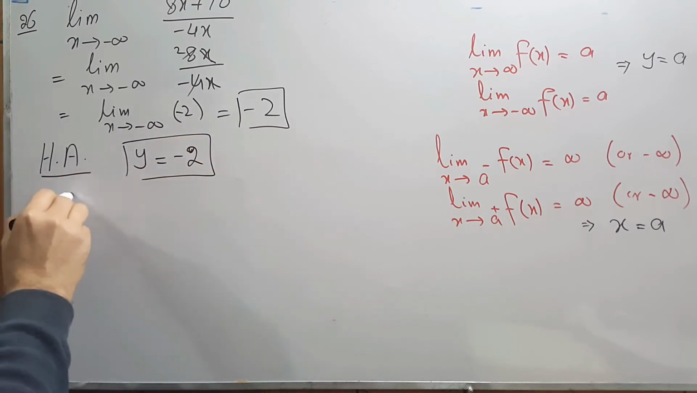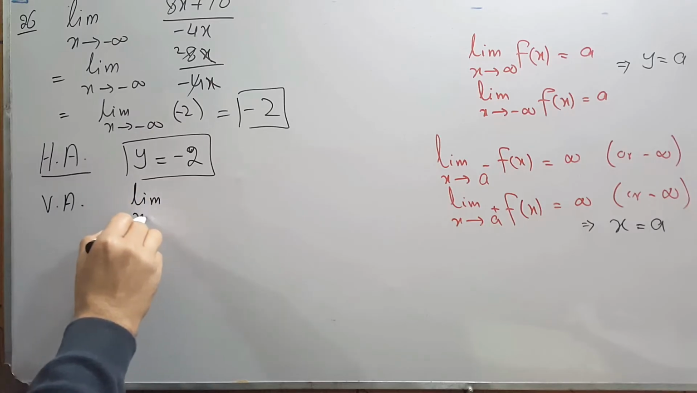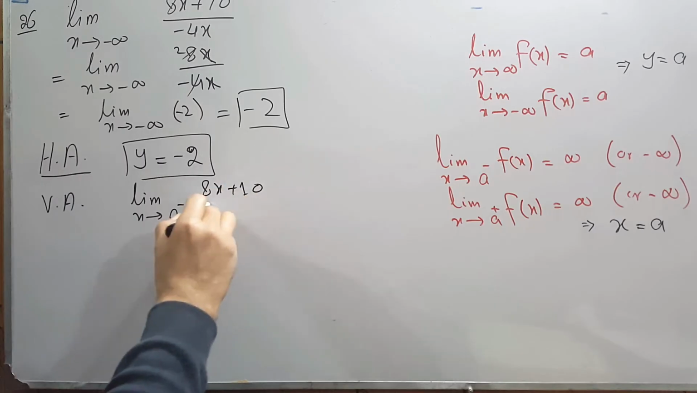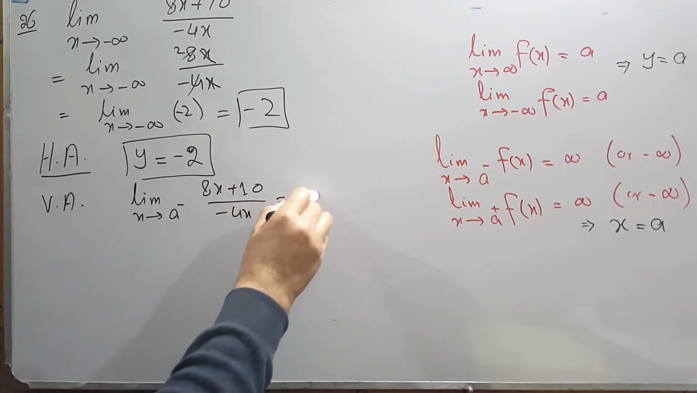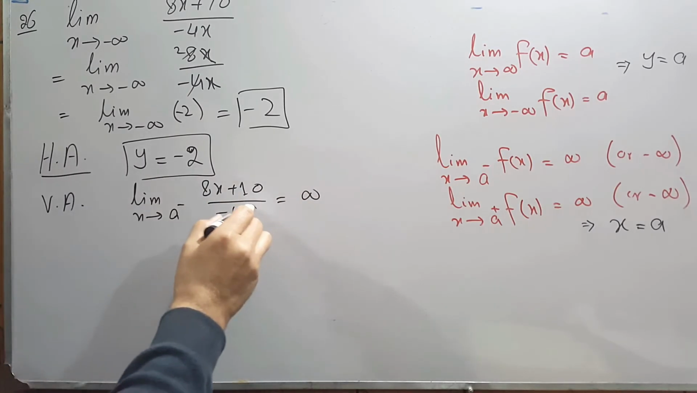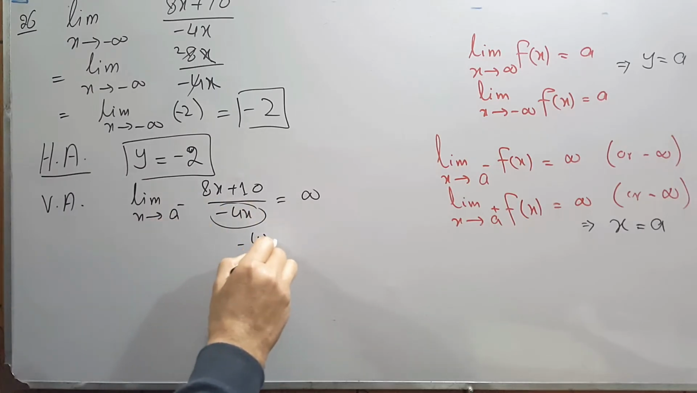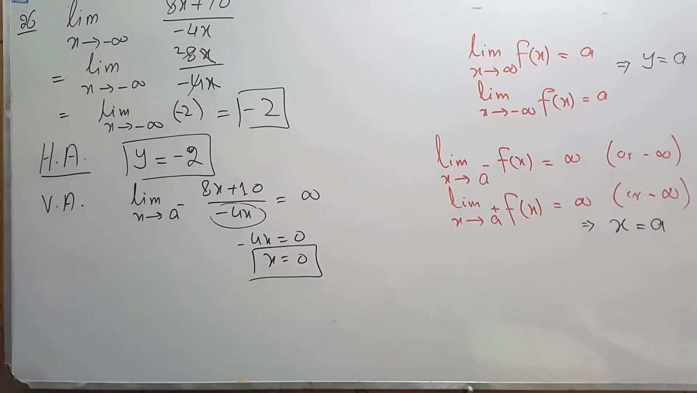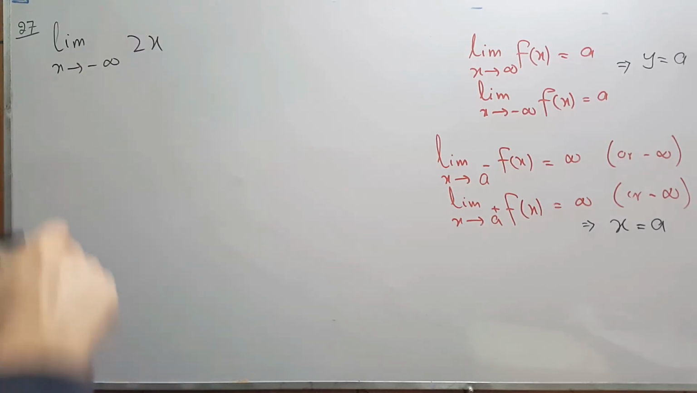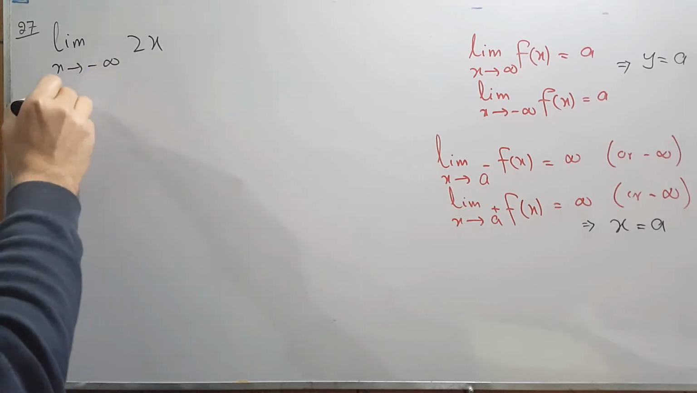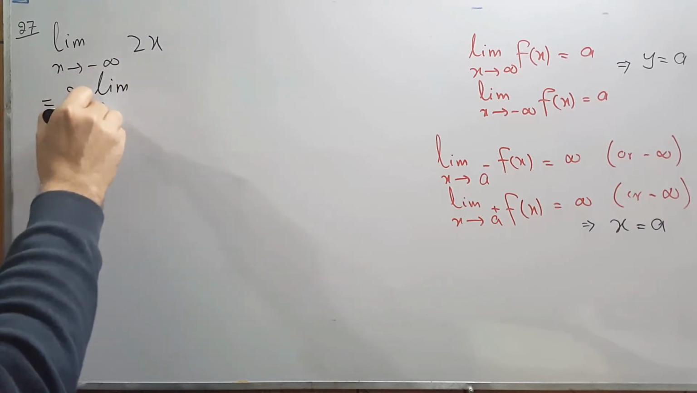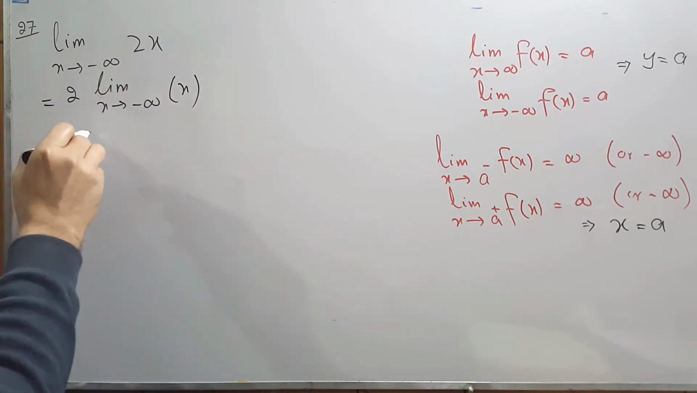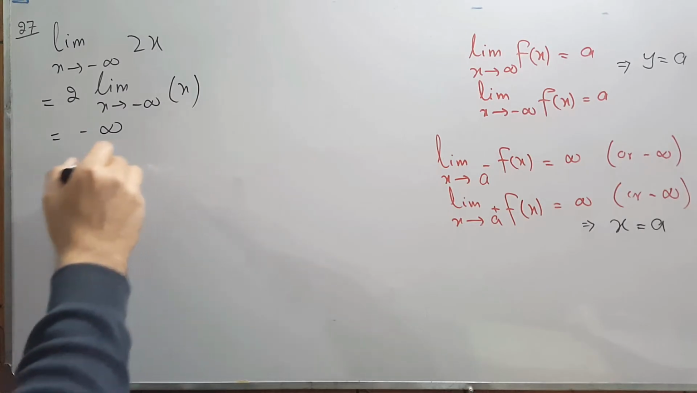And for the vertical asymptote, we say that when x approaches a from the negative or positive side, 8x plus 10 divided by minus 4x equals infinity. And when is this infinity? When the denominator is 0. So it means x equals 0 is the vertical asymptote. This one is, if we apply the rules, if we put the limits in this one, so this gives us minus infinity, right?